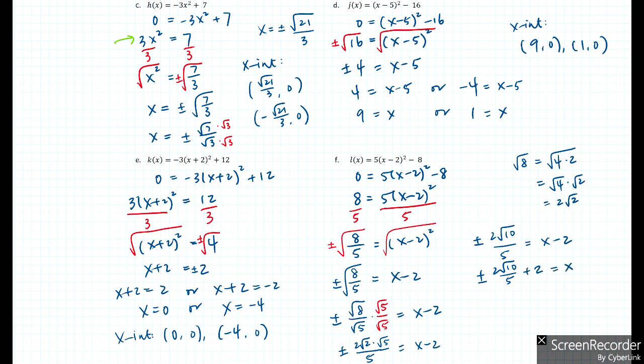is equal to x. If you want, you could combine the two values into one single rational expression, but this is somewhat optional. If we want to list the final answer, we can say the x-intercepts are (2 root 10 over 5 plus 2, 0) and (negative 2 root 10 over 5 plus 2, 0). And that's how we can find the answers to this type of problem.